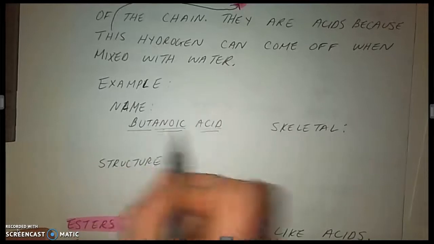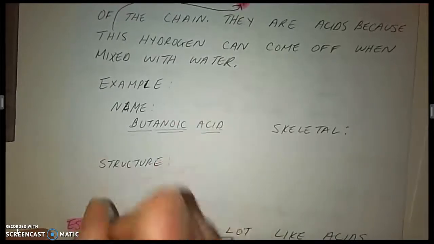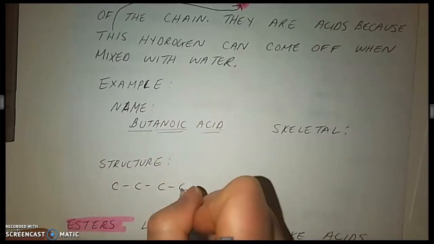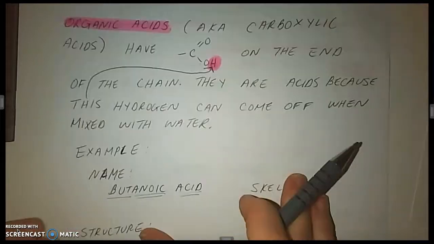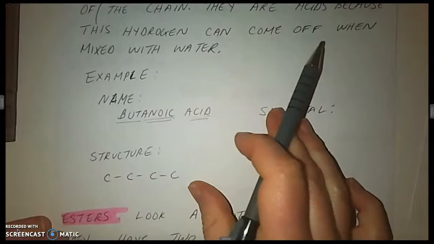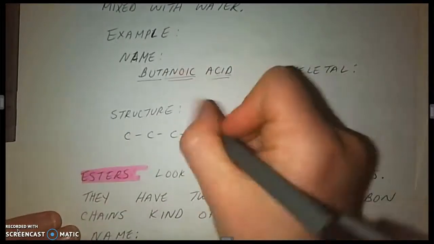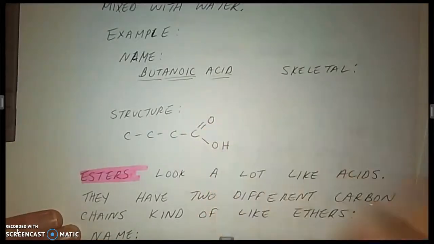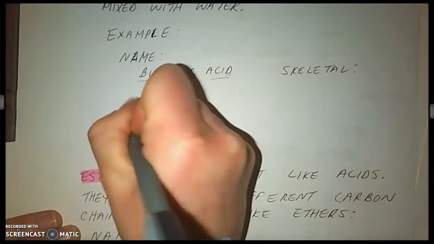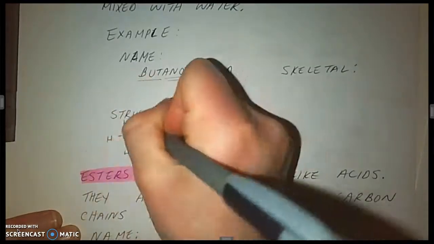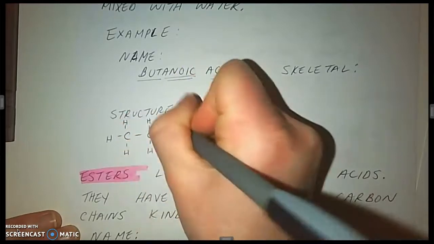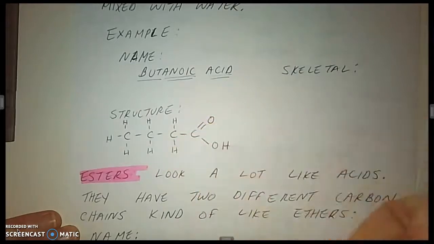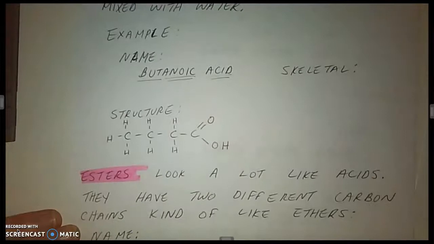Structure of this: butanoic acid is going to have 4 carbons. That's what but means. 1, 2, 3, 4. And then on the end of the chain, I can put my acid group, and you'll remember that looks like this up here. So I've got a double bond to oxygen, and then a single bond to oxygen that's also bonded to hydrogen. And then the last thing I'm going to do is fill up all my bonding spots on carbon with hydrogens. Looks like that. And notice this carbon is already making 1, 2, 3, 4 bonds, so I don't need to add any more hydrogens to it. It's all good.